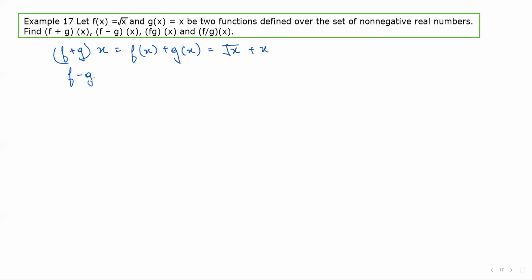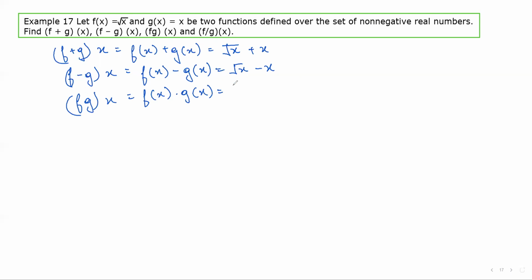f minus g of x is equal to f of x minus g of x. This is equal to root x minus x. f into g of x will be equal to f of x into g of x, which is root x into x, equal to x root x. f upon g of x is equal to f of x upon g of x. This is equal to root x upon x.